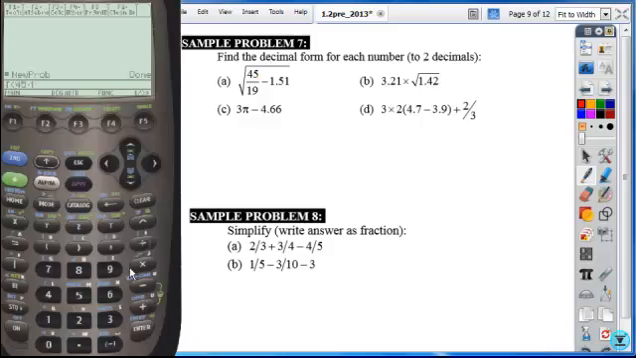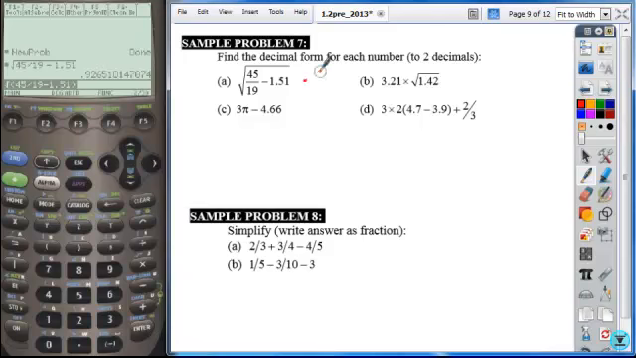So you can just copy what you have. So you have the fraction 45 over 19, and then minus 1.51. Close off that entire radical, that whole square root, and when you hit enter, you should get your solution. To the nearest two decimals, you get 0.93 for this.